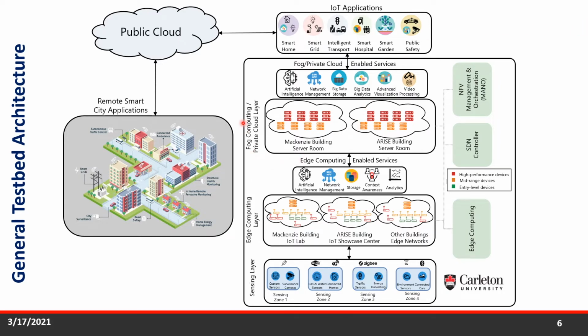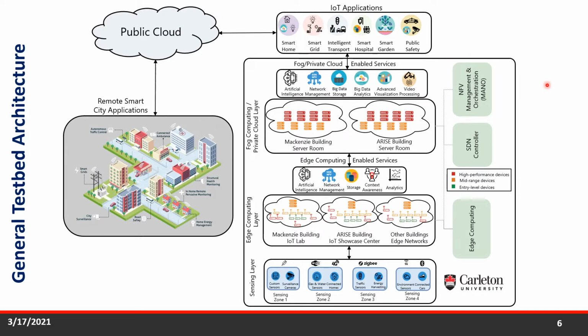Also, the fog computing and private cloud layer is deployed in two buildings, which are the Mackenzie and the Arise, within the main server's rooms. These locations include high computing workstations and servers that see larger scope of data and that also could do tasks that require higher computing resources. Centralized controllers, including software-defined network controllers, also network function management and orchestration, are efficiently deployed in the fog computing layer.